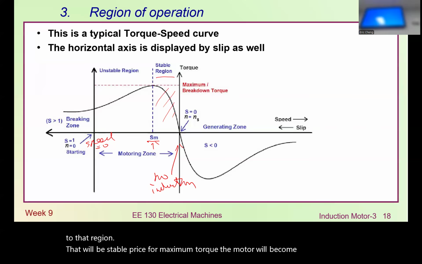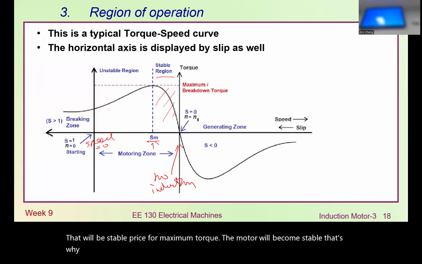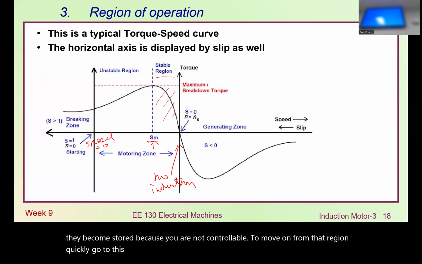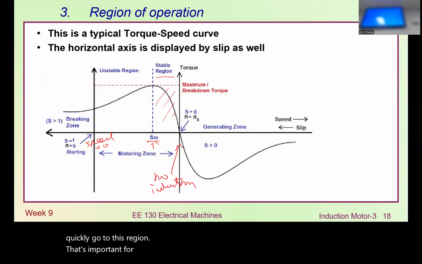That's why in many operations of the motor drive system, you can't start the motor. When you start it, it becomes stalled because you do not control the motor to move on from that region and quickly go to this region. That's the important point. All the motors tend to operate in this region.